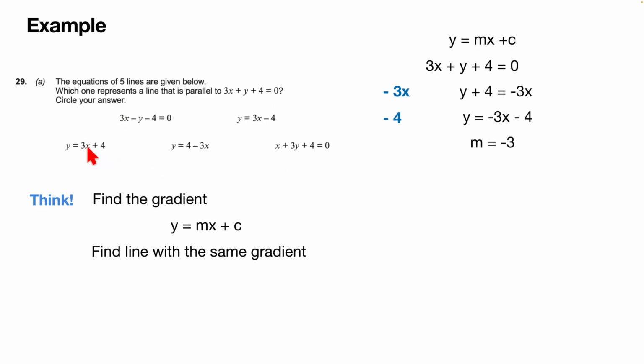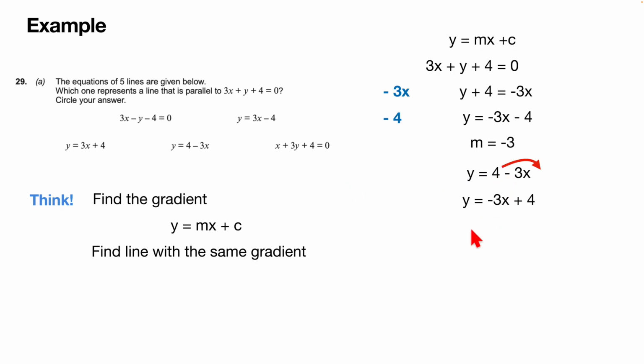Well, not this, because this is +3. Not that, it is +3. These are a little confused, I'd have to work those out. But this one, y = 4 - 3x, that has a gradient of -3.